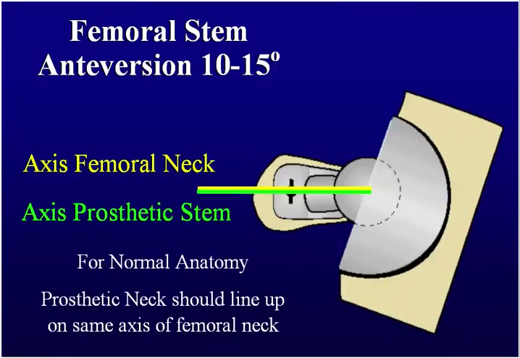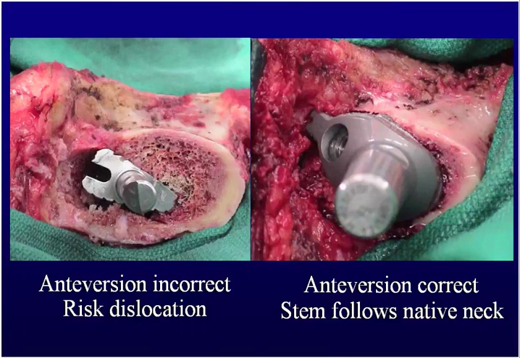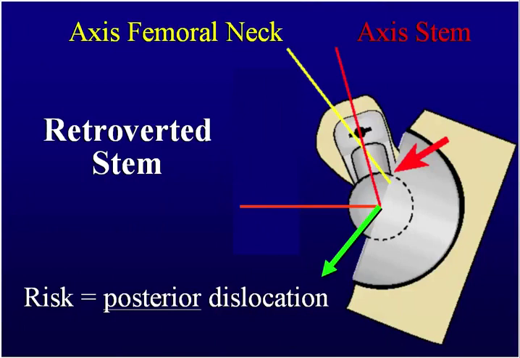Femoral stem version needs to be around 10 to 15 degrees for normal anatomy. They typically should line up along the same axis of the femoral neck. Here's a case where your anteversion is incorrect. Here you run the risk. This is a retroverted stem on the right, and you run the risk of dislocation, and your anteversion tends to follow the native femoral neck. So if you have a retroverted stem, you run the risk of a posterior dislocation, as it tends to impinge earlier in flexion. So a retroverted cup is posterior dislocation. A retroverted stem runs the risk of posterior dislocation.